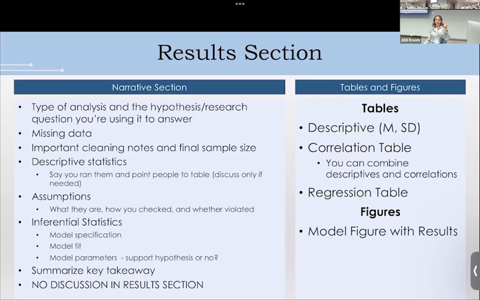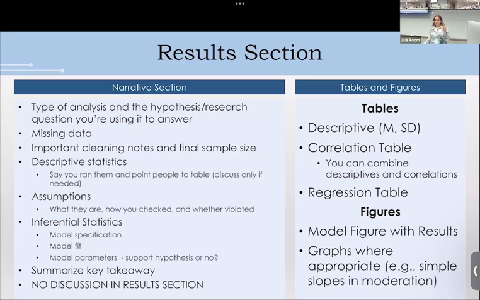Figures: you need a model figure with your results in it, and graphs where appropriate. This won't come up, I think, until we get to moderation. When we get to moderation, you will need simple slopes graphs. You don't need those yet. So now we're here.